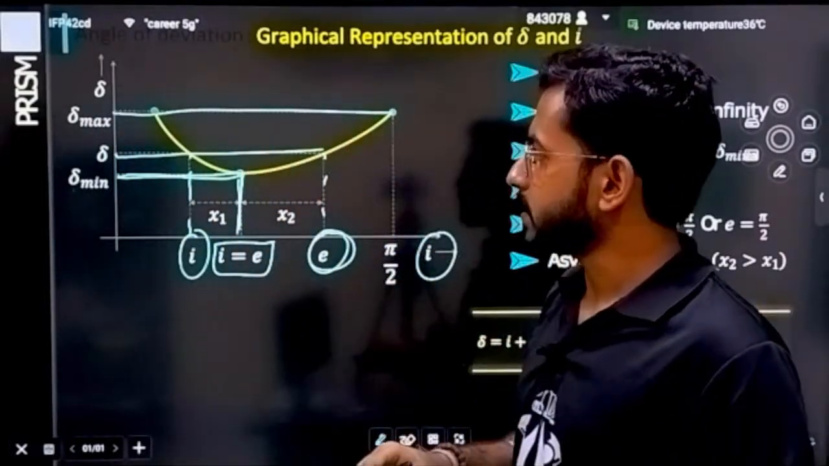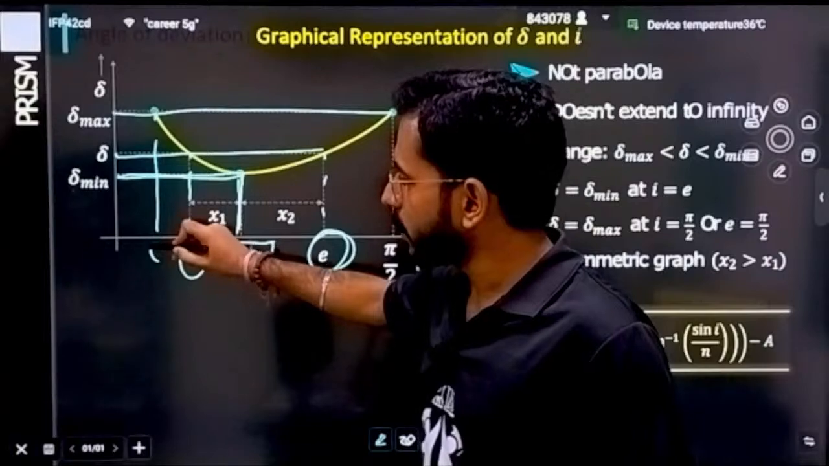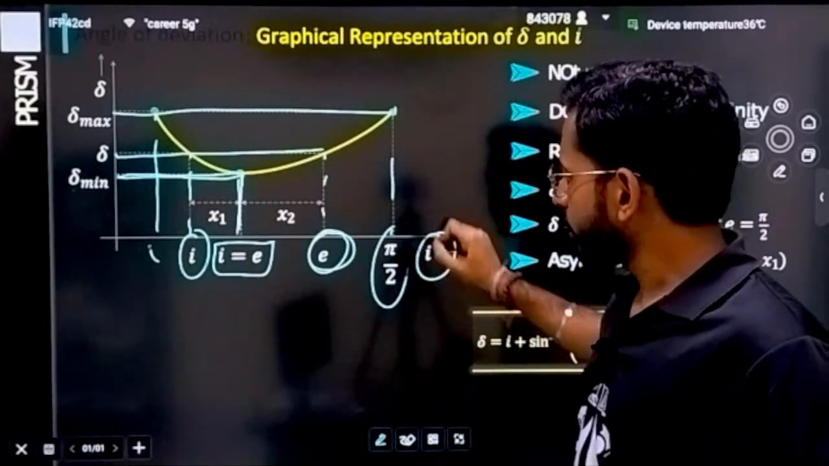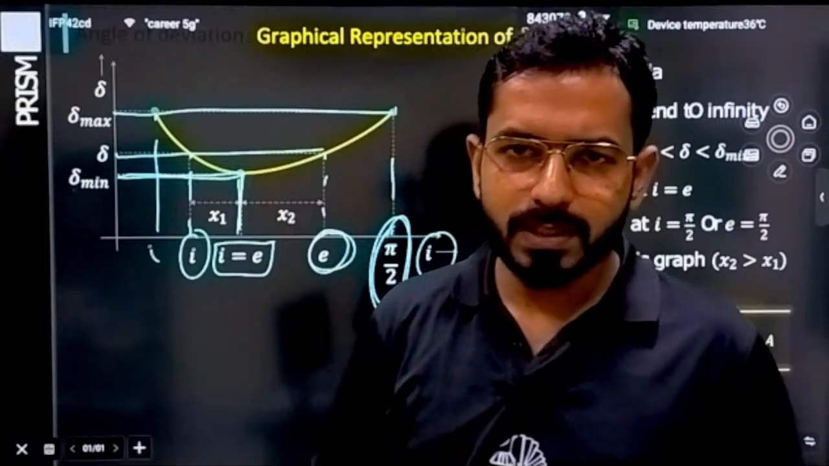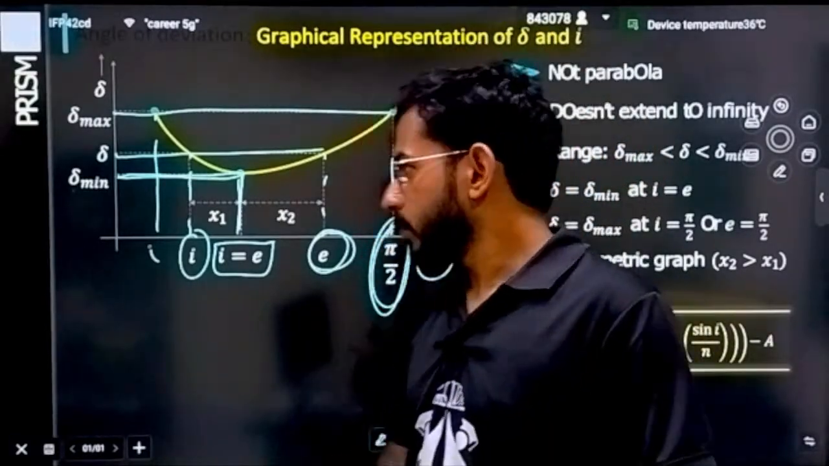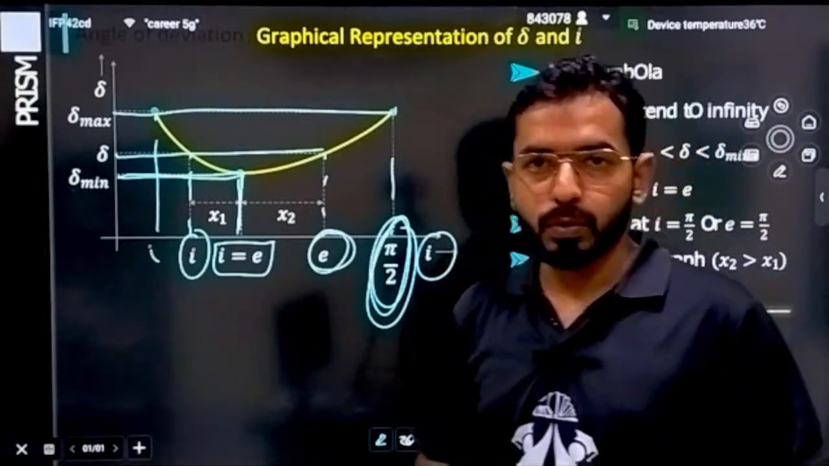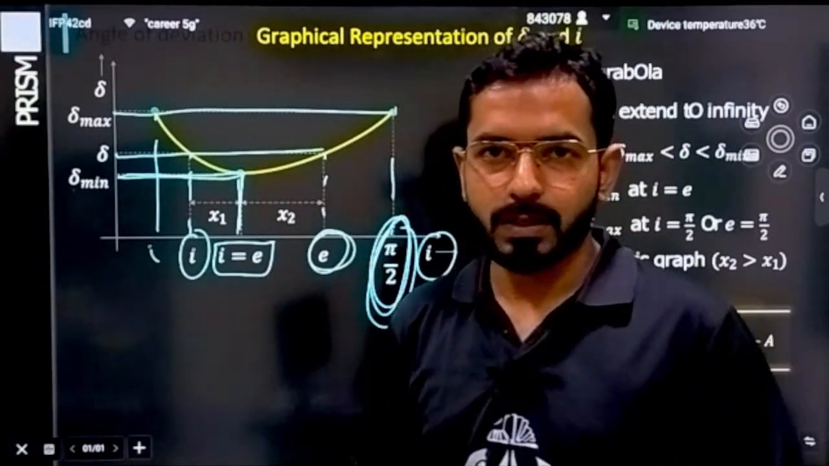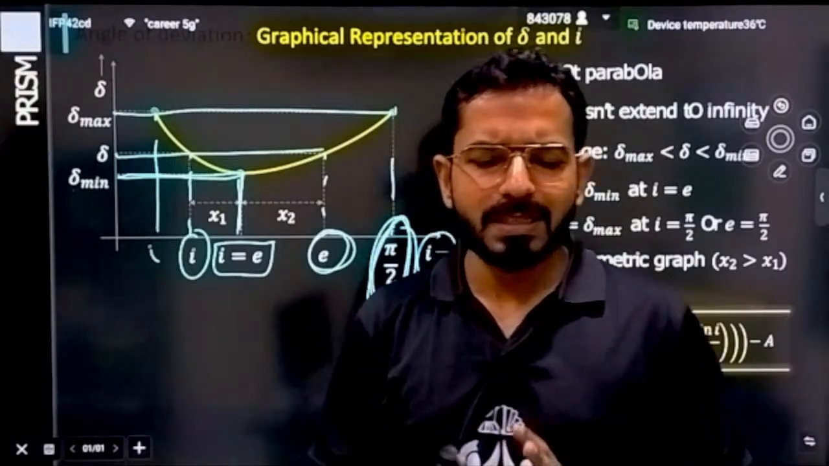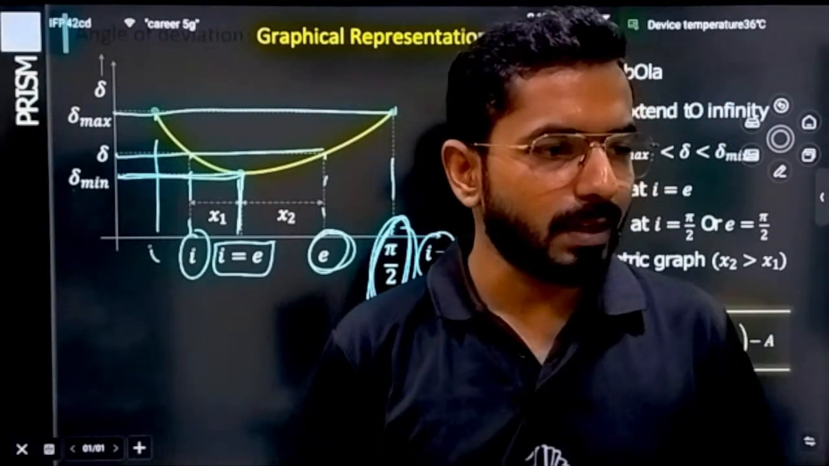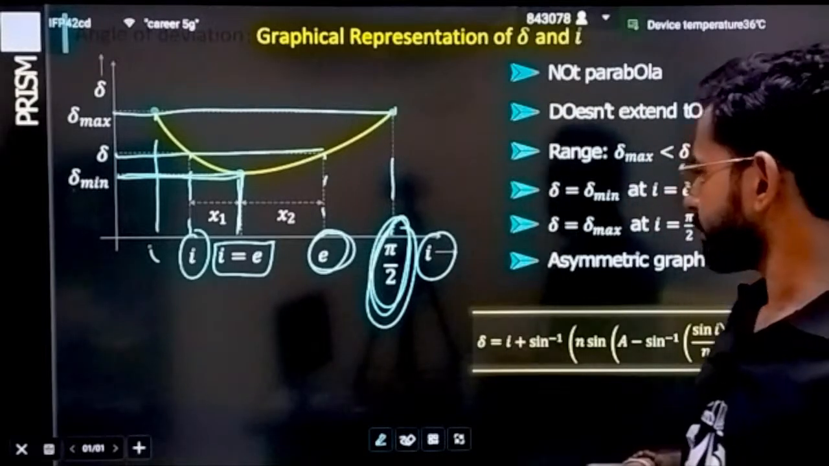When maximum deviation happens, always remember, for maximum deviation, this will be I, and this will be E. The angle of emergence is always equal to 90 degrees. This is fixed. Directly use this condition to calculate our maximum deviation. For maximum deviation, as I've told you, this angle of emergence will be equal to pi by 2. If you remember this much important information, you can easily calculate all the values that are required.